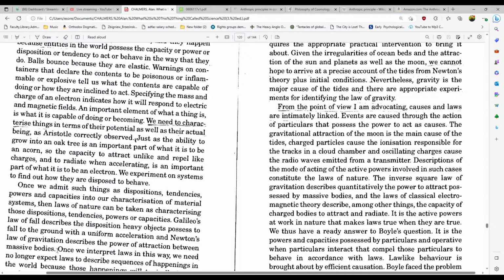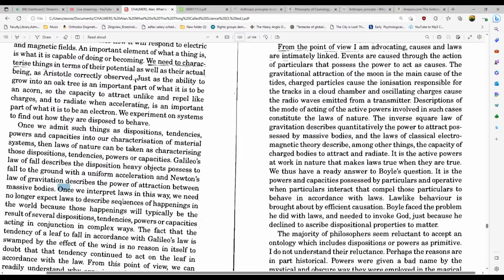What's the conclusion? Once we interpret laws in this way, we no longer need to expect the laws to describe sequences happening in the world, because those happenings will typically be the result of several dispositions and tendencies acting in conjunction in complex ways. Okay. Now somebody asked an interesting question in the chat. Finlay Bennett asked, I don't really understand how humans would have any access to regularity if it wasn't just a pattern inherent within things itself. How would we come to know those things?